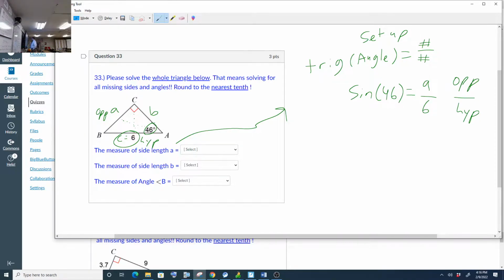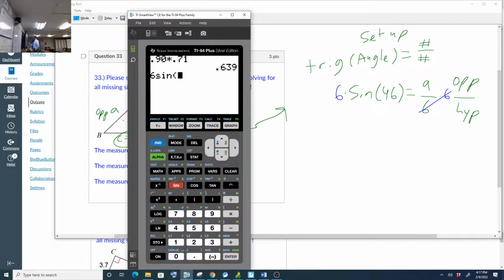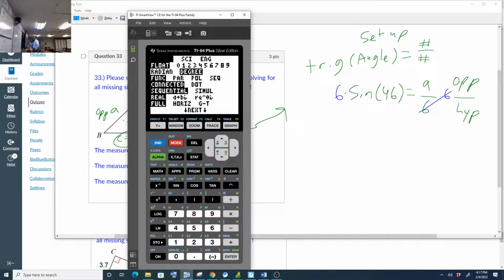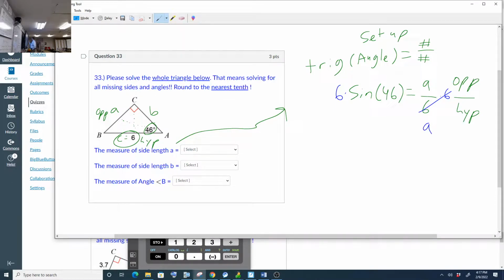Now we want to solve for a. We're going to solve for a by multiplying by 6 over to the other side, and then plugging that into our calculator. That's not too bad, right? So we go 6 sine 46, and make sure our mode is in degrees, which it is. That's going to be 4.316, so that rounds to just 4.3. So little a is just equal to 4.3. Nice. Okay, beautiful. Now we have what little a is, which is awesome.